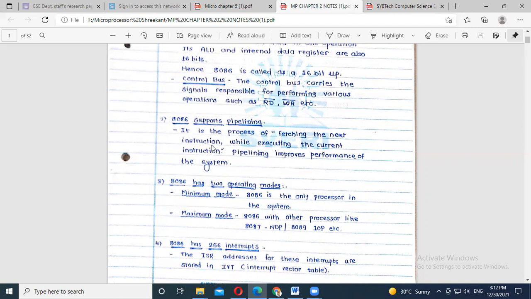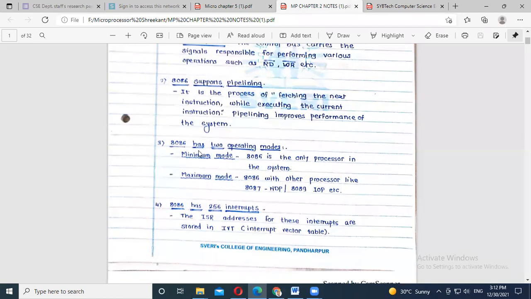Okay. Next, the third main feature is that it has two operating modes. The 8085 does not have two operating modes, but the 8086 has two operating modes, that is minimum mode and maximum mode. This minimum mode and maximum mode is part of unit number 4. So in unit number 4, we will explain in detail what minimum mode and maximum mode are, and how they work in the microprocessor.